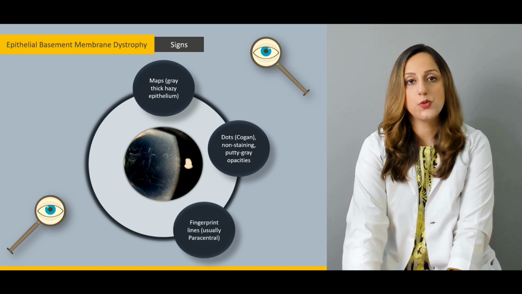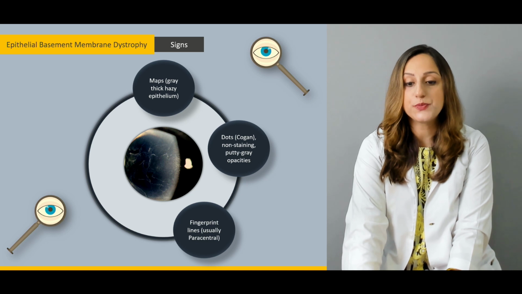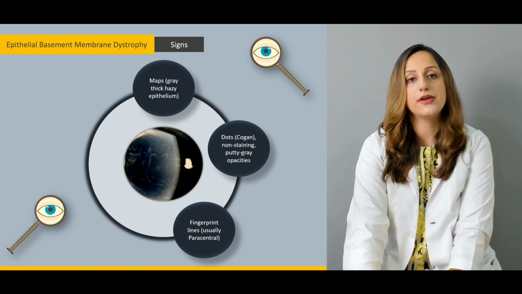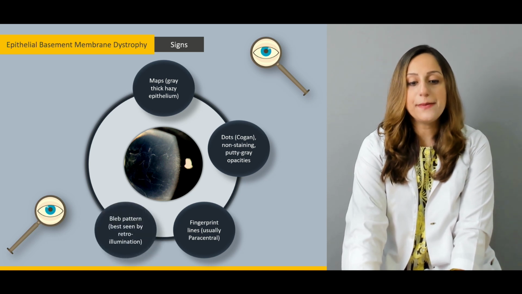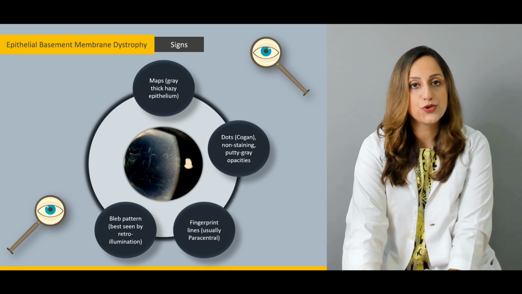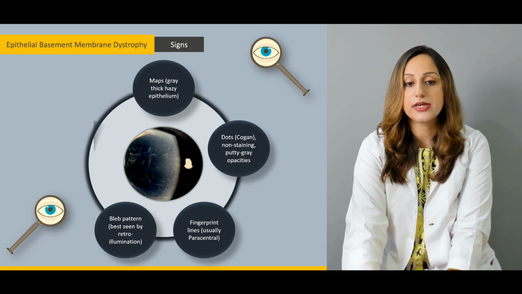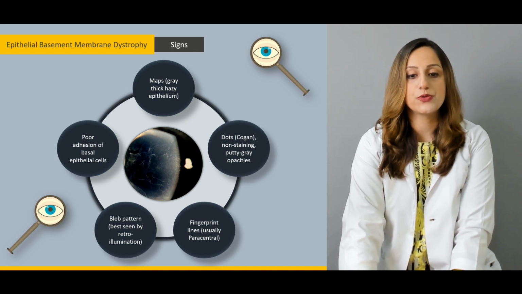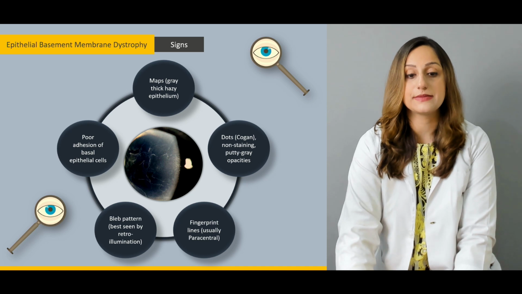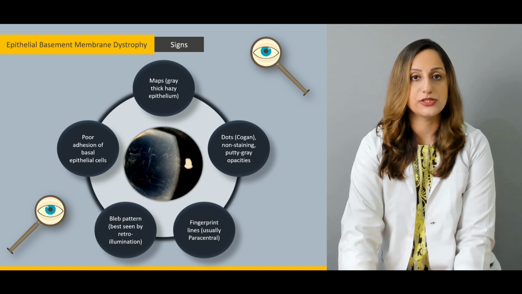Then we have another variant, which is basically fingerprint lines. Usually they are paracentral, or they affect the periphery of the cornea. The bleb patterns are best seen by retroillumination or by indirect illumination. And then we have poor adhesion of the basal epithelial cells that can also be seen and noted down in these patients.